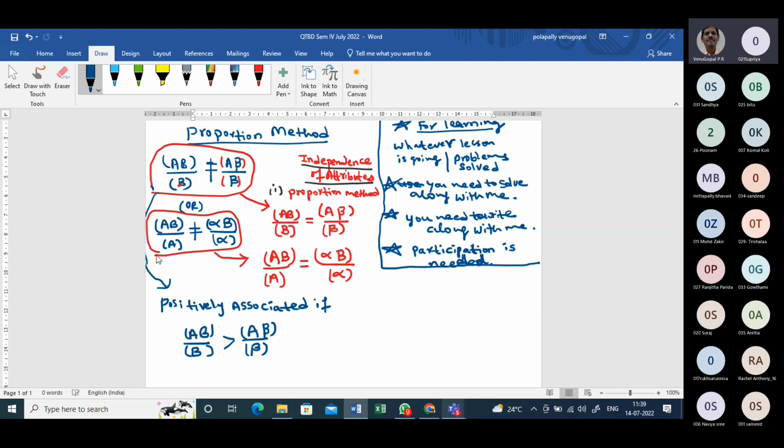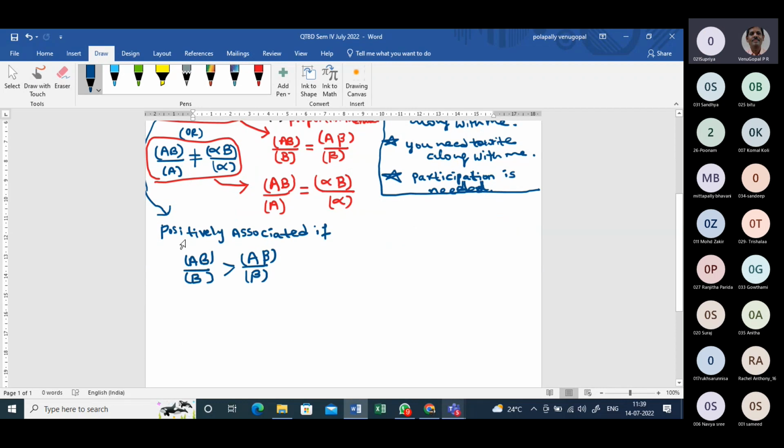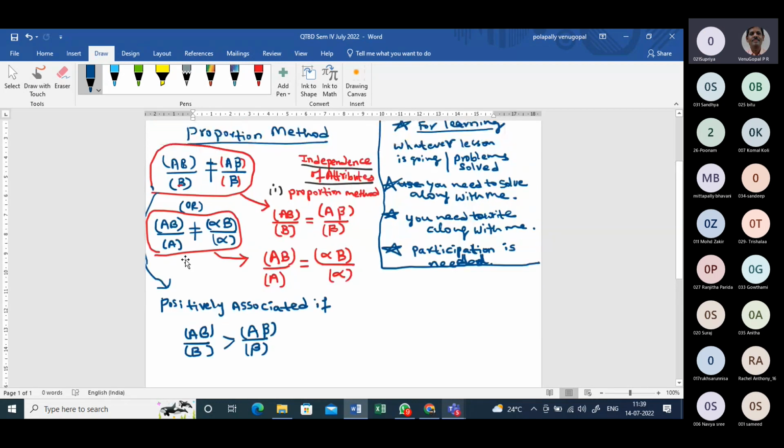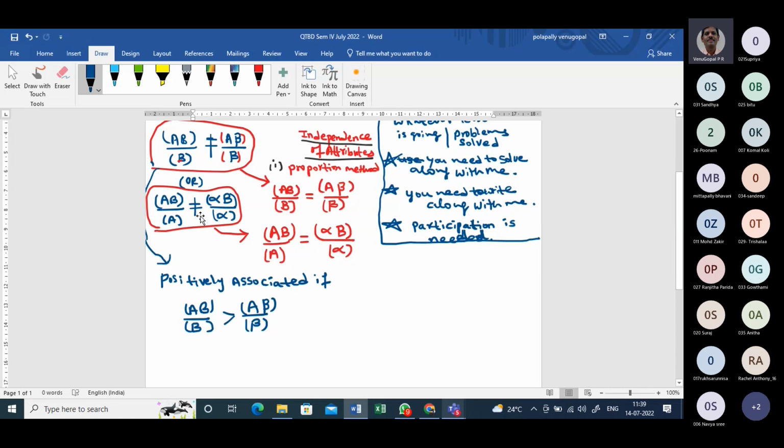Sir, this is just a formula, right? You're just explaining independent, associated, not associated, positive, negative. Yes, sir. If you take equals to, independence of attributes, that means there is no association at all. But if you say not equal to, that means they are having association. A and B attributes are associated.